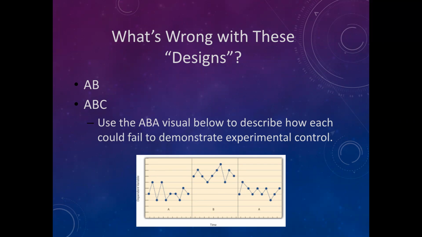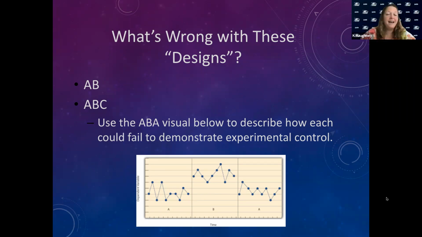Right, Katie, you can't really tell if the variable is the one that's actually causing the change or if it's something else. Yeah, thank you so much, Kimberly. That's exactly right. So you do have a demonstration that something's happening, but you really don't know what it's attributed to. That's exactly right. How about A, B, C?